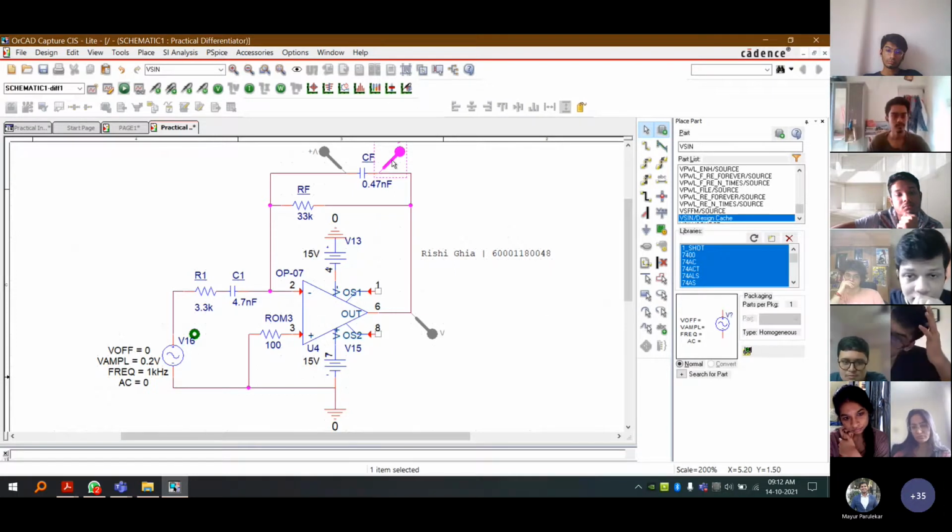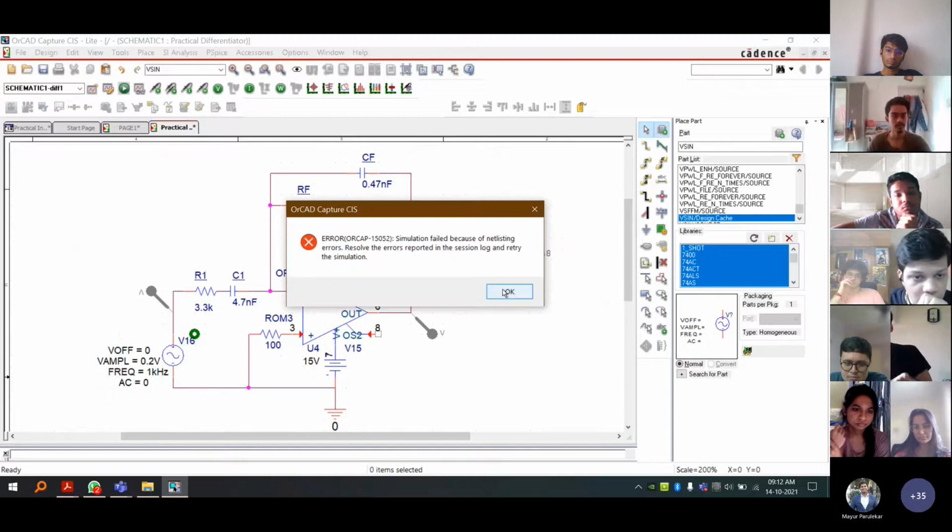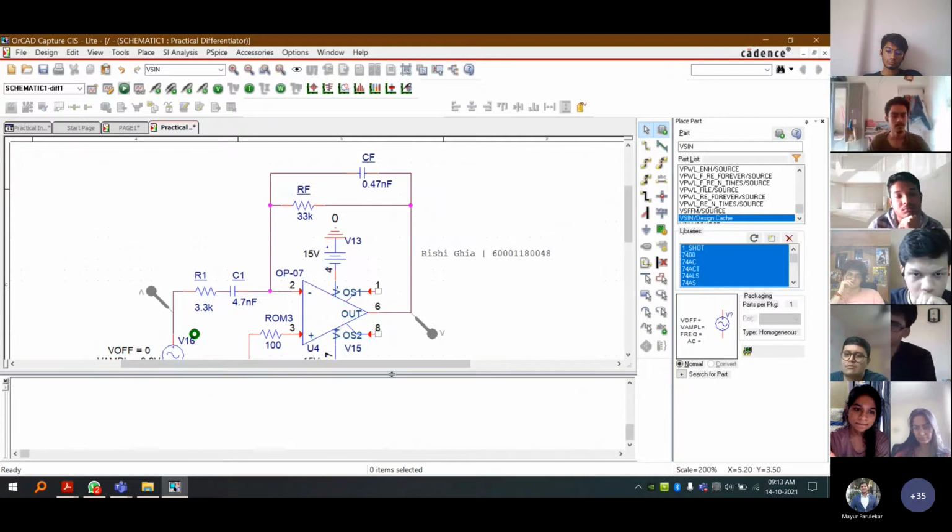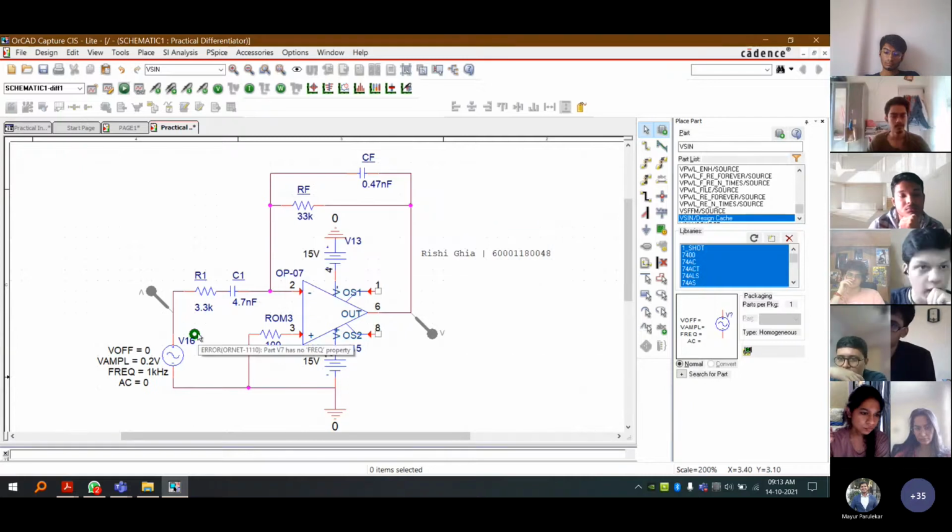Simulation failed because of net listing errors. Okay, so there is some issue. Just a second. So net listing error generally means that there is some issue with my input voltage. It's not showing me any error message here. Let me just take a look at. Okay, let me just close this.